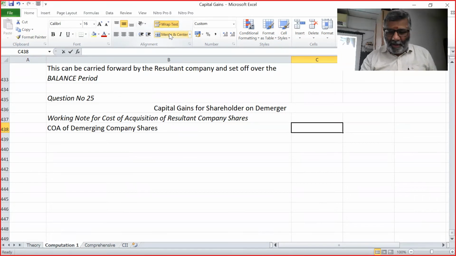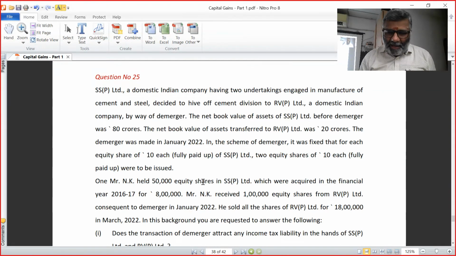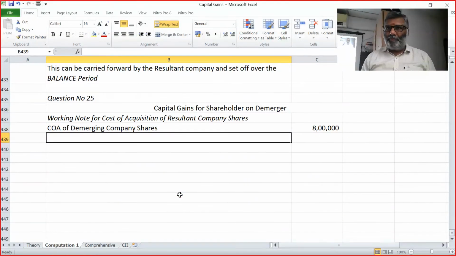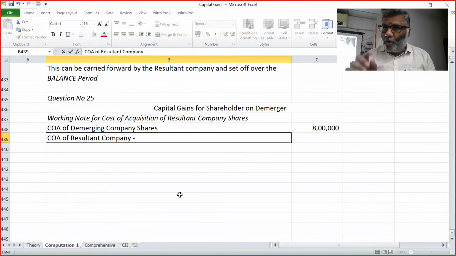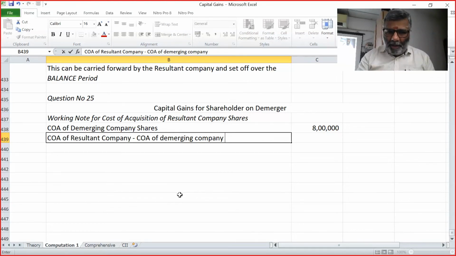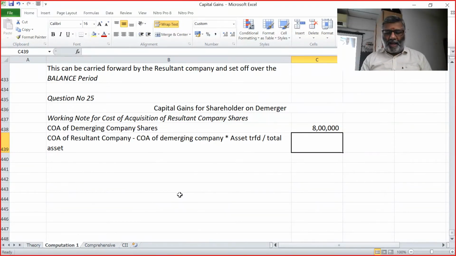8 lakhs. Okay, friends, here is Mr. NK, who held 50,000 shares which were acquired in financial year 16-17 for 8 lakhs. I am writing the formula: COA of resultant company is COA of demerging company into asset transferred divided by total asset, in proportion to the asset taken over.